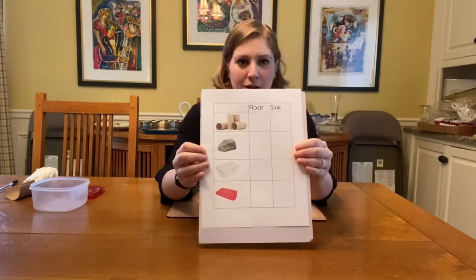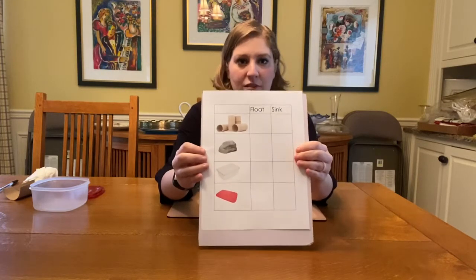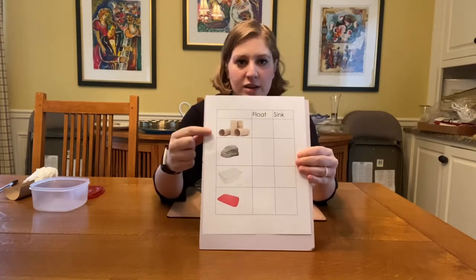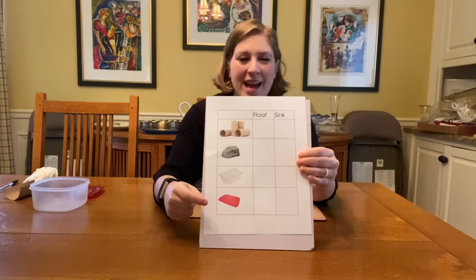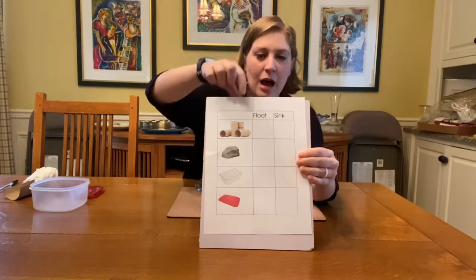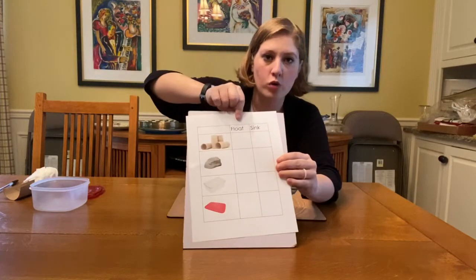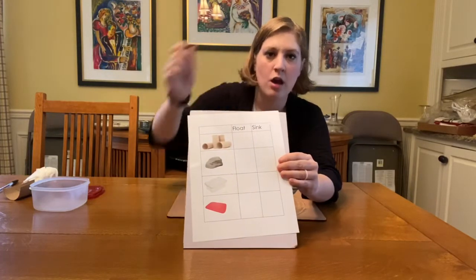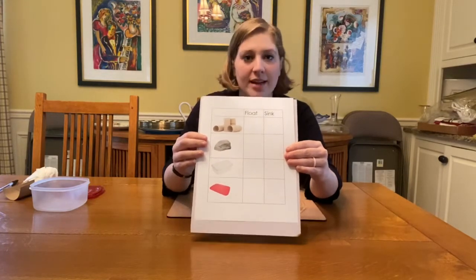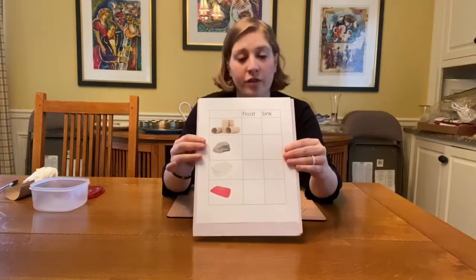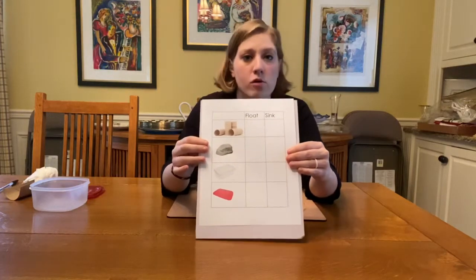This is my experiment sheet. I've got pictures of everything that I am going to test. Here's my tube, my rock, my container, and my lid. And on top it says float and sink. We are going to find out which objects float and which objects sink. The objects that float will keep baby Moshe safe.